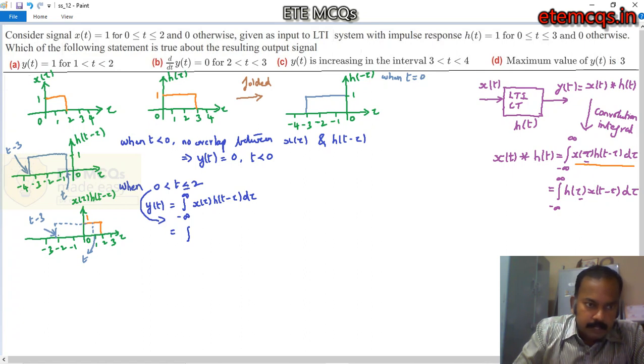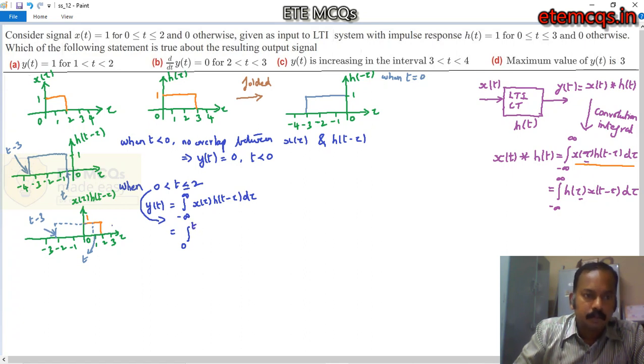It is not between t minus 3, because t minus 3 is outside the signal x of tau. Whereas the region between t and 0 is the range that is common for both the signals, and there is a region of overlap. When I apply this condition from the general formula, I will have the limit written as 0 to t. So integration between 0 to t.